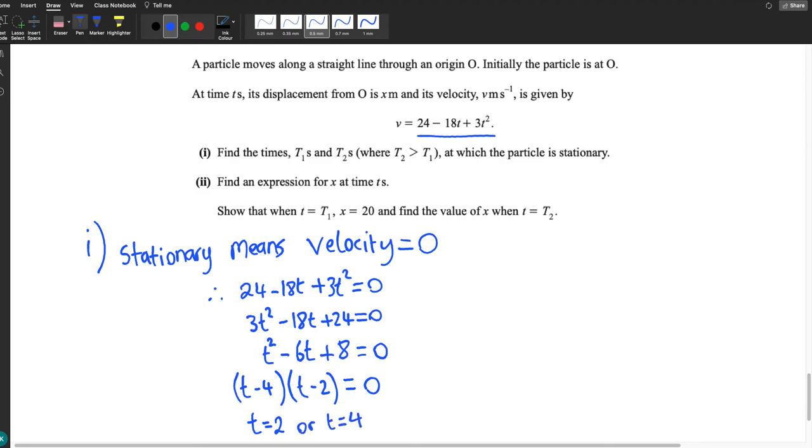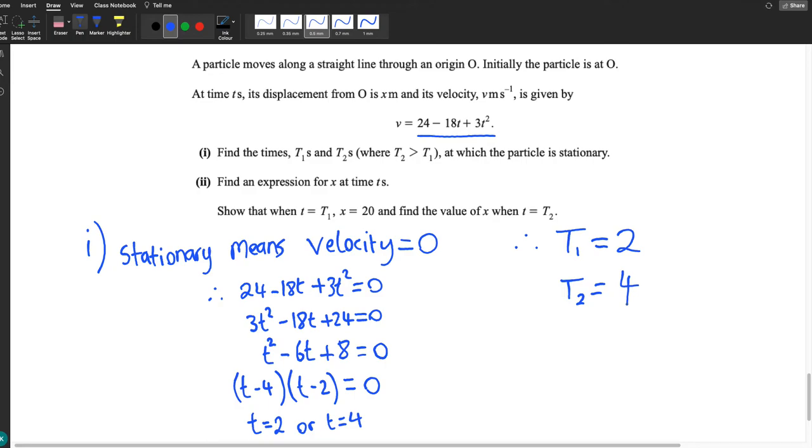So just to fully answer the question, they've asked us to call it times t1 and t2, where t2 is greater than t1. So we take t1 as the smaller value. So therefore t1 is equal to 2 and t2 is equal to 4, which, that's all good.